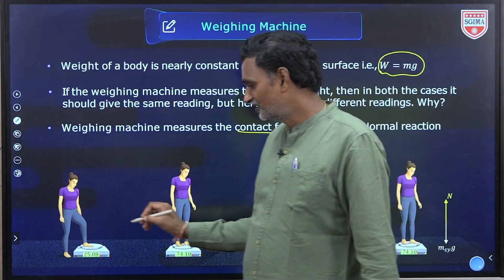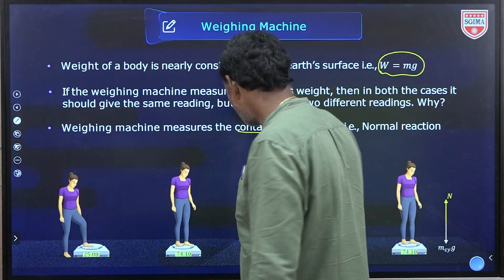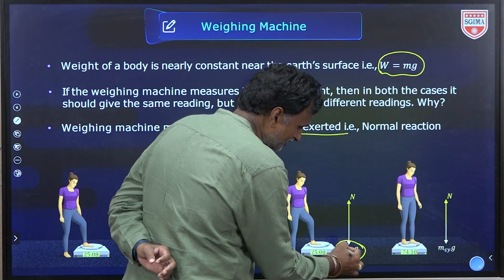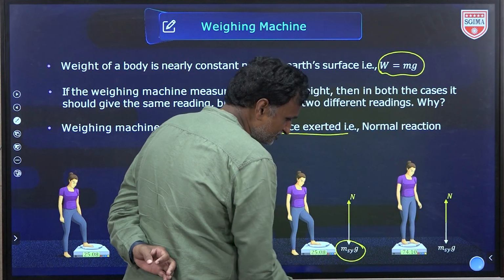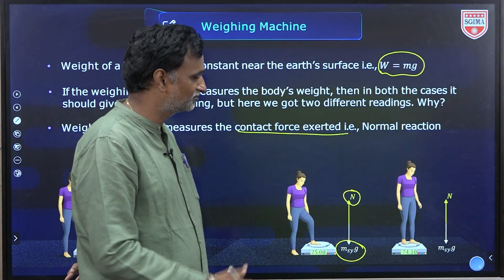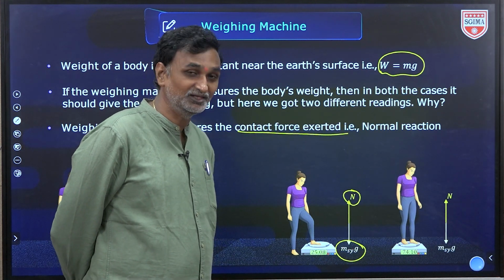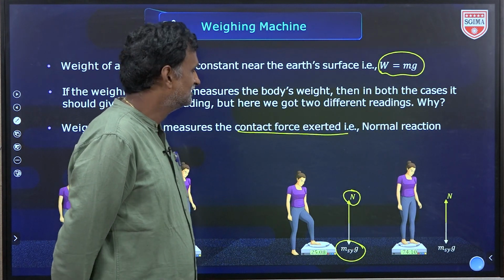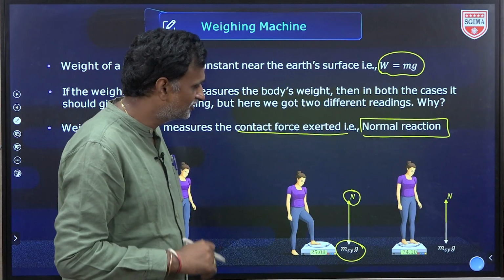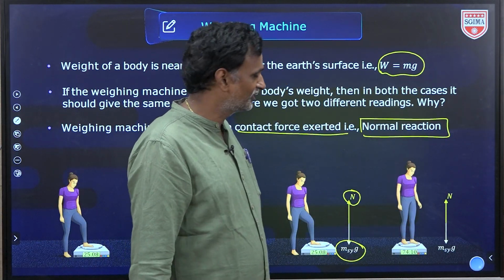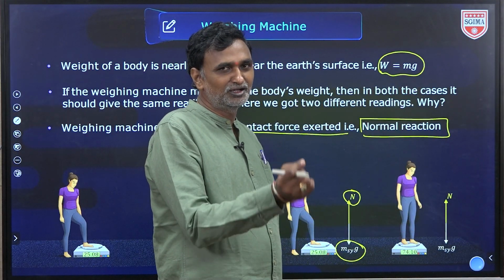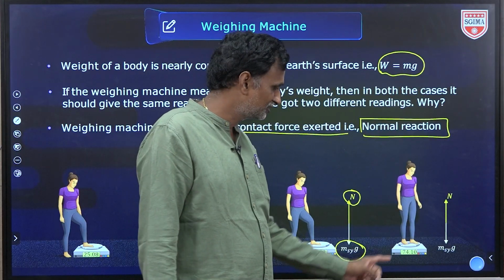So how much force do we exert on the weighing machine? For example, the person is exerting some force downward on the weighing machine with a single leg. The same is shown by the reading, which is indicated with N, called reaction. We can call it the normal reaction. In the second case also, the complete contact force that the person exerts on the weighing machine is shown by the weighing machine as a reading.